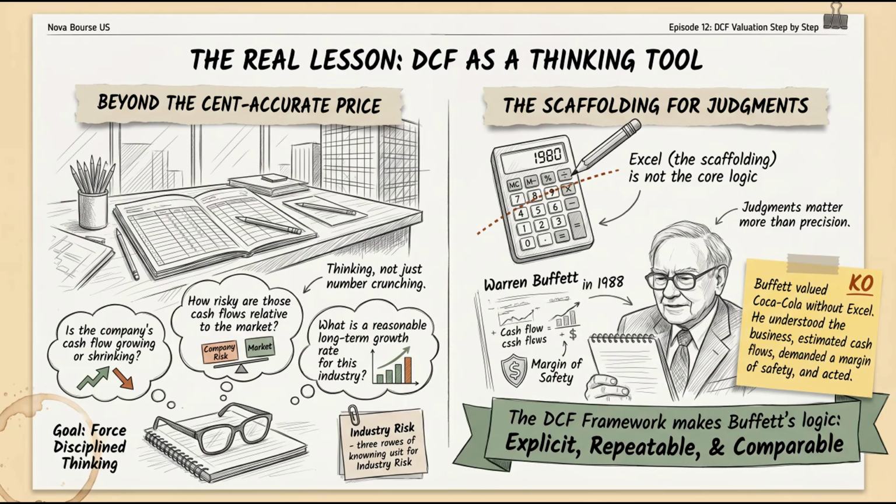The real lesson here is that the goal of a DCF is not to generate a price target accurate to the cent. The goal is to force you to think about what actually drives value. Is the cash flow growing or shrinking? How risky are those flows compared to the market? What is a reasonable long-term growth rate for this industry? The spreadsheet is just scaffolding for these judgments. Warren Buffett didn't need Excel to value Coca-Cola. He understood the business, estimated the cash flows, demanded a margin of safety, and acted. The DCF framework simply makes that logic explicit, repeatable, and comparable across different companies.